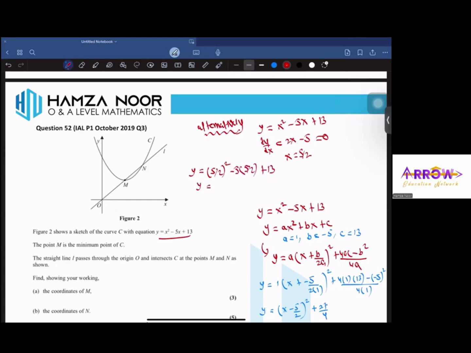So just put this whole thing in your calculator. 2.5 squared minus 5 times 2.5 and then plus 13. This is 27 over 4, which is 6.75. Therefore, we can say that the coordinates of M are (2.5, 6.75). So this was basically an alternative explanation.